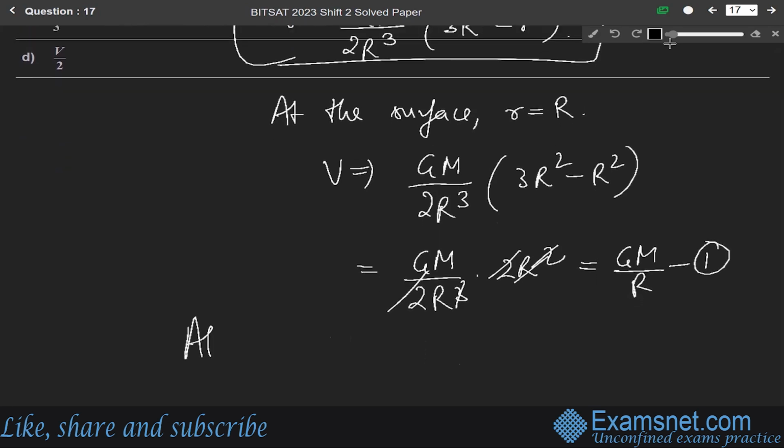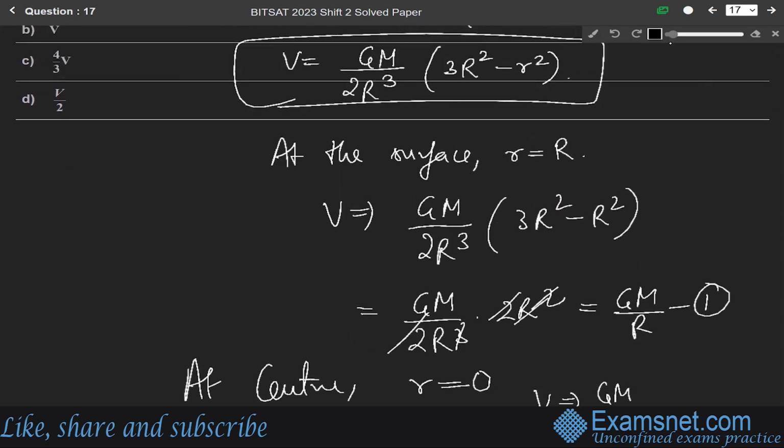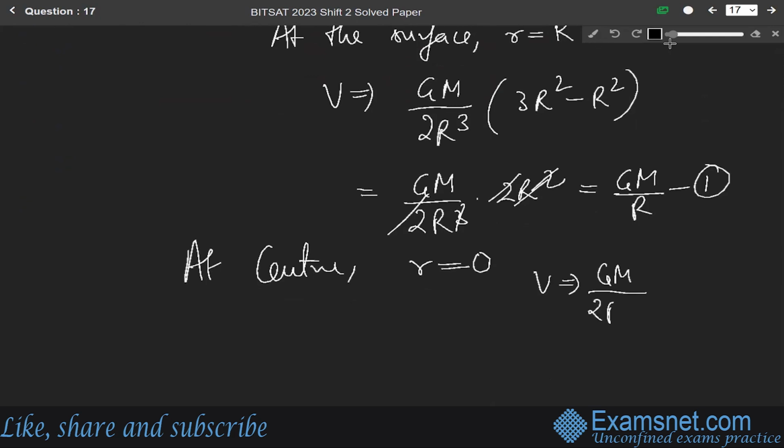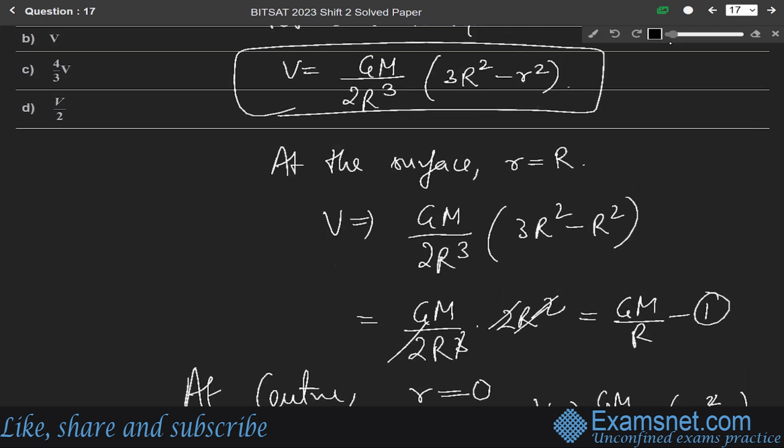And at the center, this r will be equal to 0. So V will be equal to Gm over 2R cube into 3R square minus 0. So this power again cancels, and it will become 3 by 2 Gm over R. Yes, it will become 3 by 2 Gm over R.